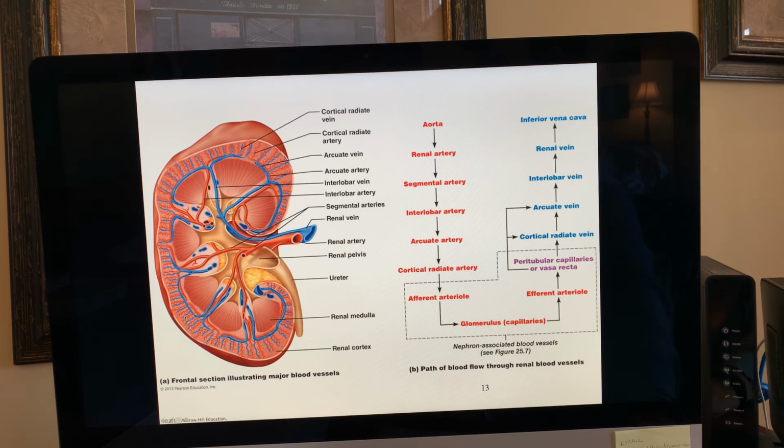After going through the small vessels of the nephron, the interlobular or cortical radiate veins are going to collect that blood, which are going to empty into arcuate veins, which are going to collect into interlobar veins, which are going to ultimately collect into the renal vein, which is going to enter the inferior vena cava.